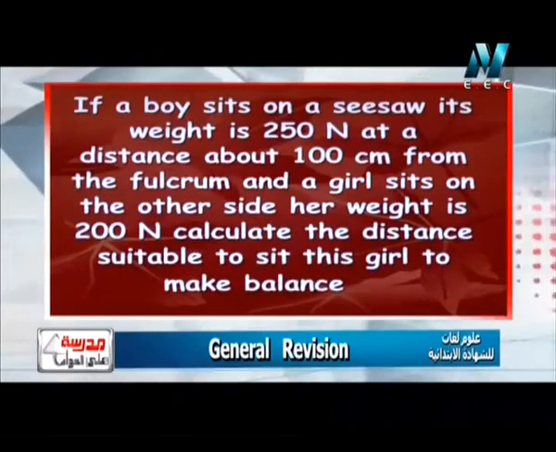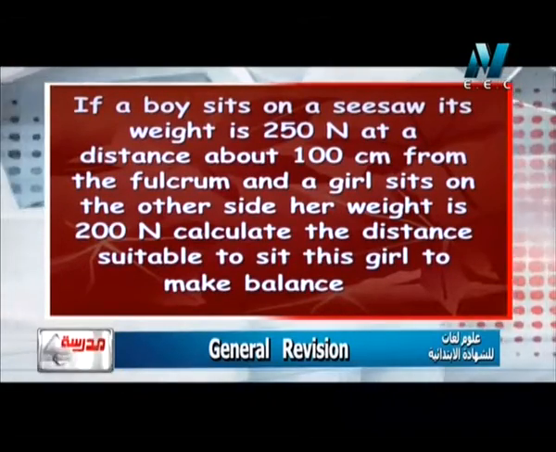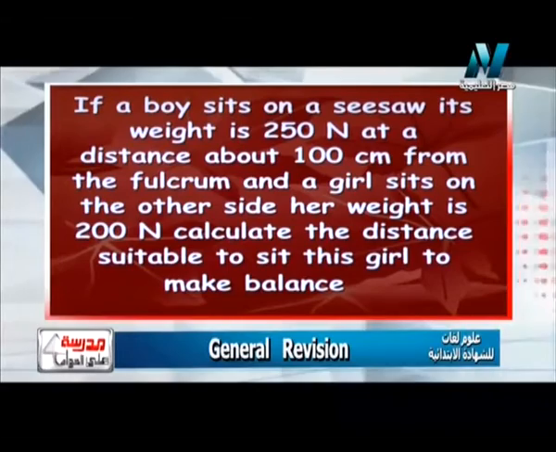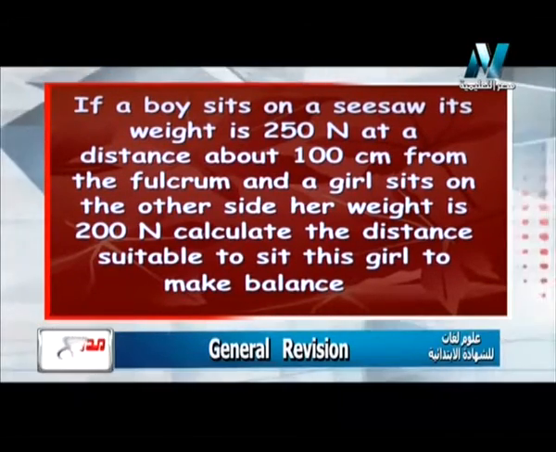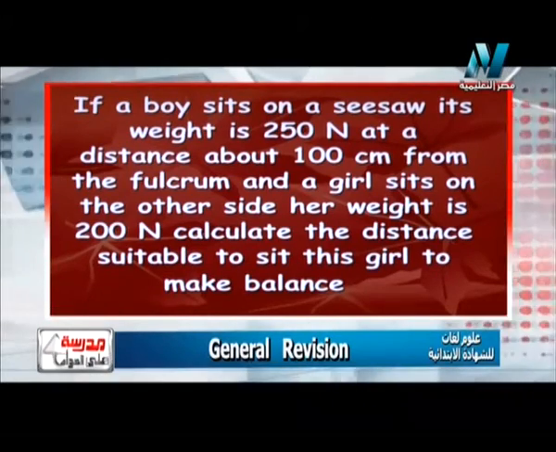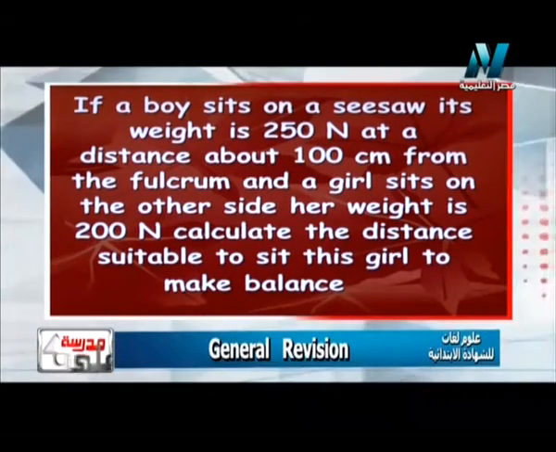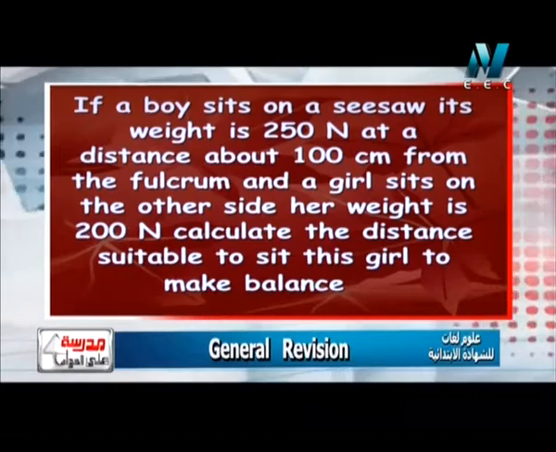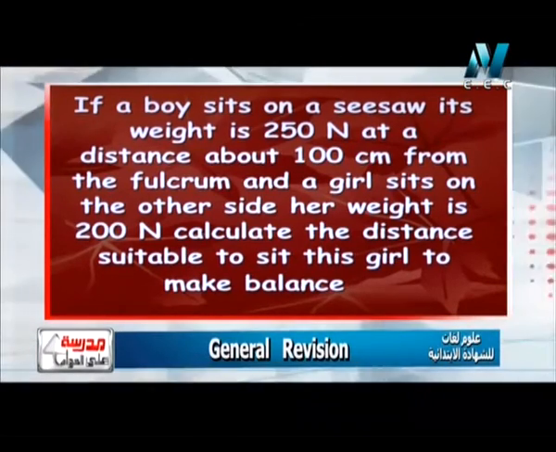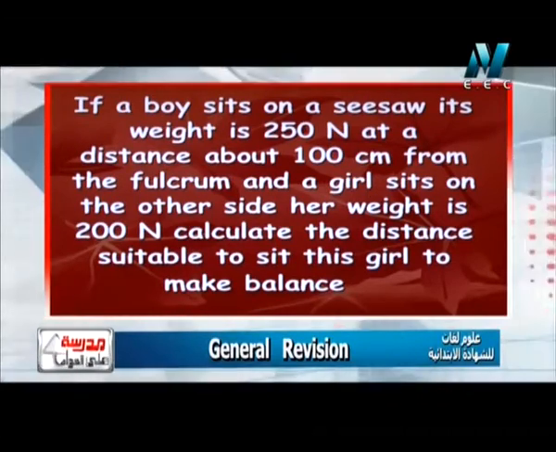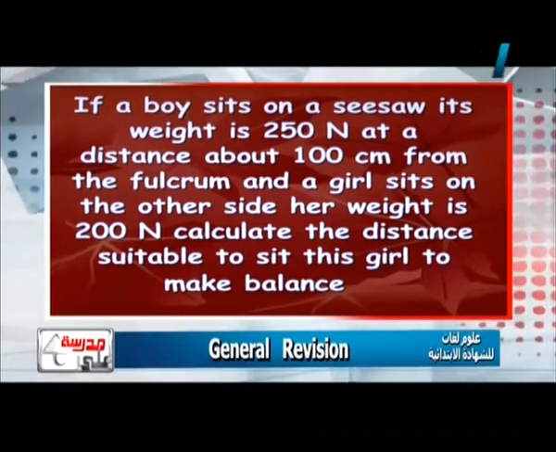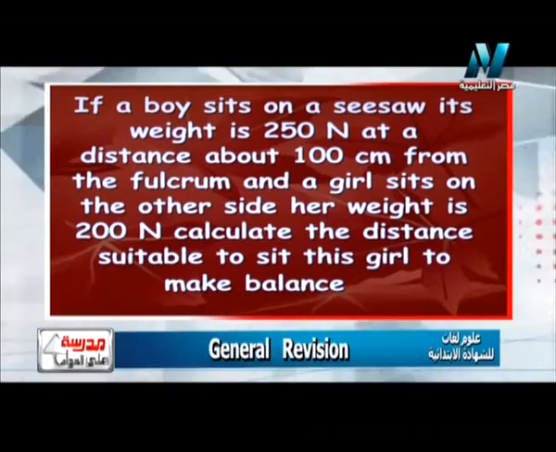Another question. If a boy sits on a seesaw, its weight is 250 newton at a distance of about 100 centimeter from the fulcrum, and the girl sits on the other side. Her weight is 200 newton. Calculate the distance suitable to seat this girl to make balance. This is a lever law problem. So the first step to answer the question correctly is to write the lever law. Let us write the lever law together.